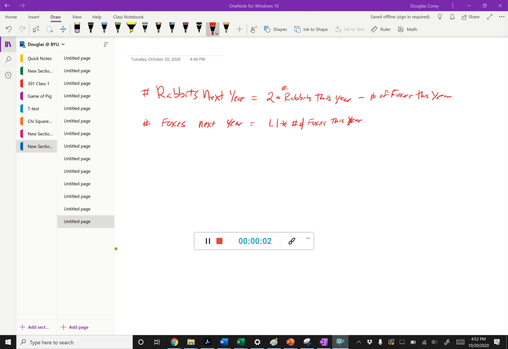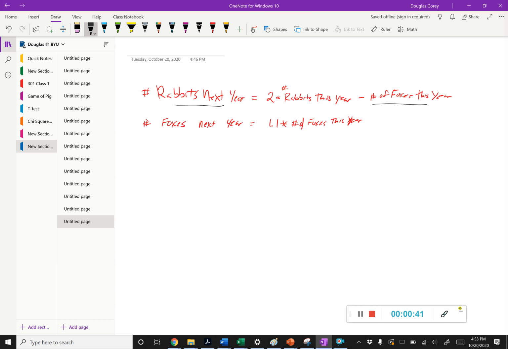Hey class, to start this next chapter off, I am going to introduce this simple model that has to do with rabbits and foxes. So this is a population model where we assume that the number of rabbits and the number of foxes only depend on each other. So foxes eat rabbits. So the assumption that I made was that for next year's rabbits, there's 2 times the number of rabbits this year. They multiply, right? And minus the number of foxes this year.